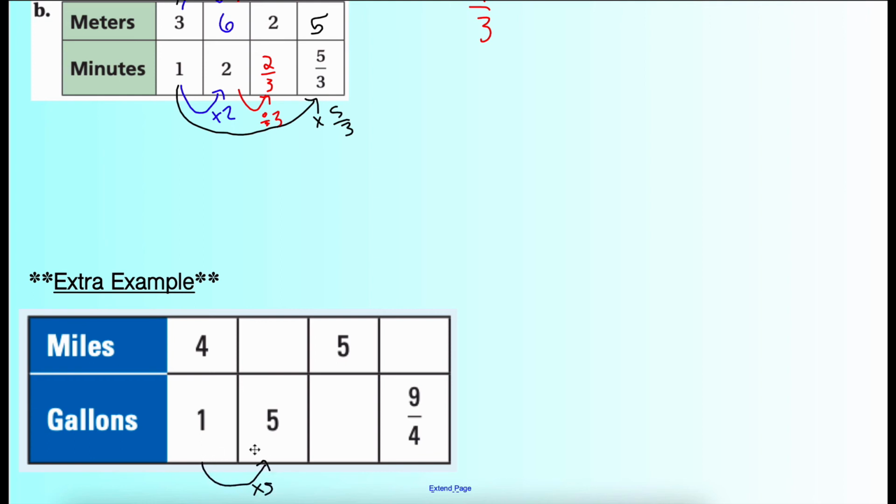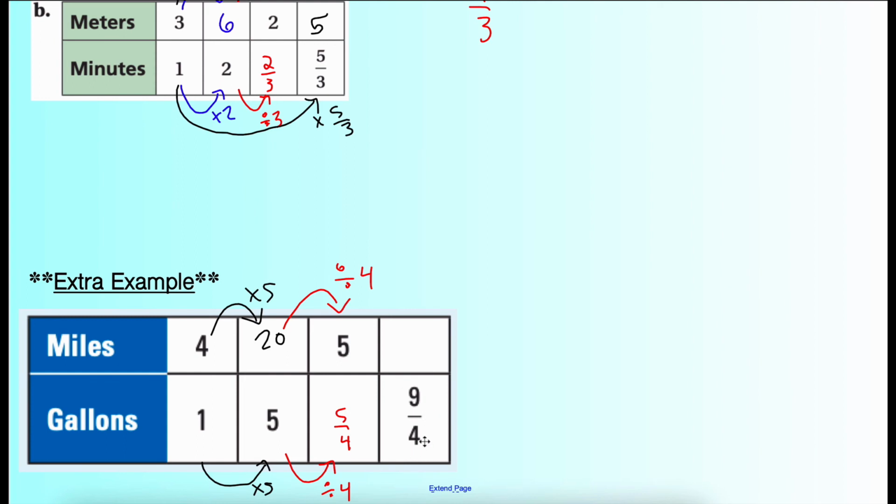1 times 5, so 4 times 5 is 20. Now, to get from 20 to 5, or from 4 to 5, I think the easiest thing to do is to divide 20 by 4, which is 5. So that means here I'm going to do divide by 4. So 5/4. With 5/4 of a gallon, I can travel 5 miles. You could also get an exact answer on that, 1.25 if you want a decimal value.